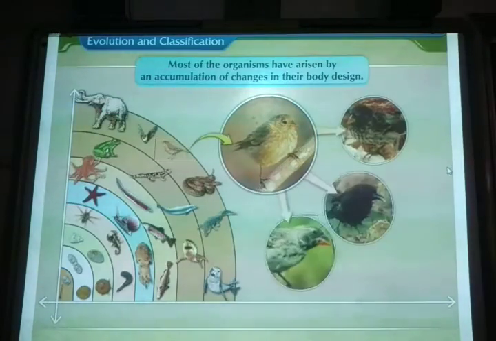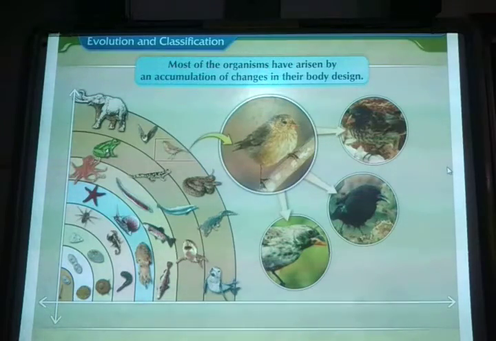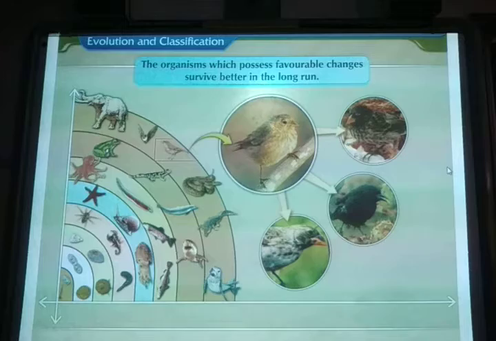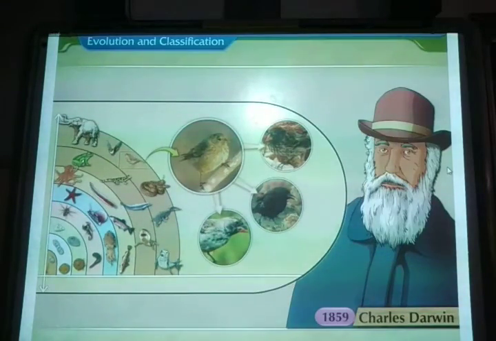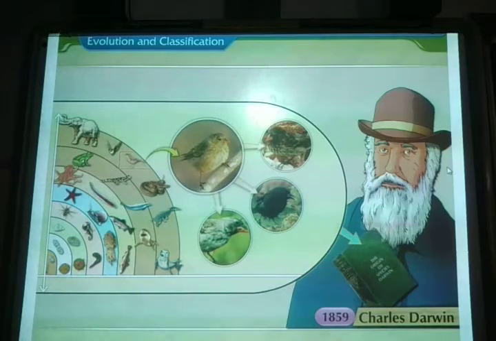Most of the organisms have arisen by an accumulation of changes in their body design. The organisms which possess these favorable changes survive better in the long run. In 1859, Charles Darwin first described this concept of evolution in his book, The Origin of Species.